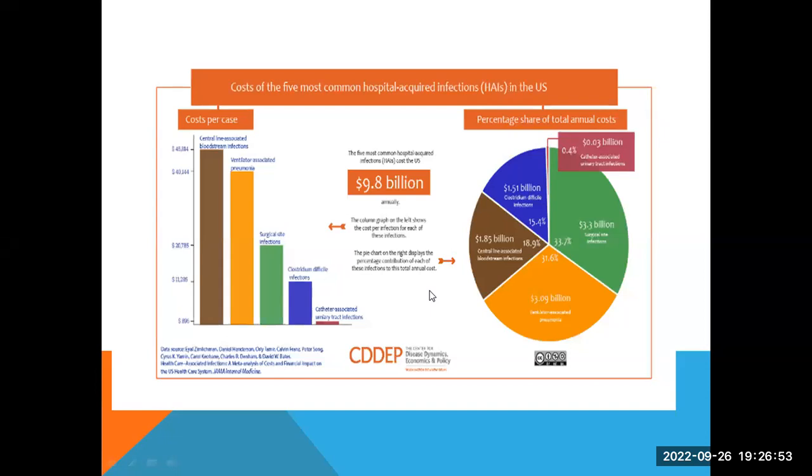And the cost per case, the most important issues, or the 5 most important issues. Number 1 comes the central line associated bloodstream infections. And for those people not working in the hospitals, the central line is a line commonly used in patients staying in the hospitals, where they can deliver the medications for the patient, the electrolytes, and so on.